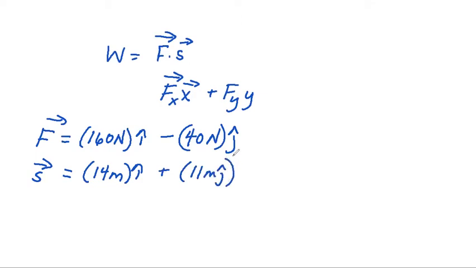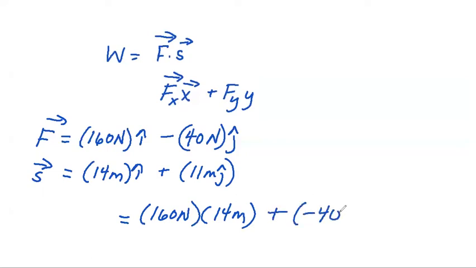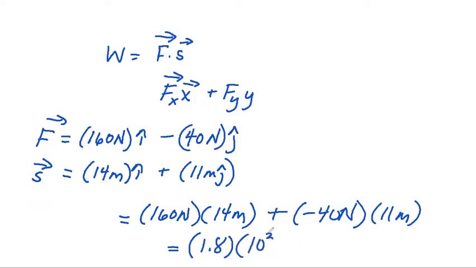Okay, so we'll go ahead and do our operation here. Equals 160 newtons times 14 meters plus negative 40 newtons times 11 meters, and we're going to get 1.8 times 10 to the third joules.